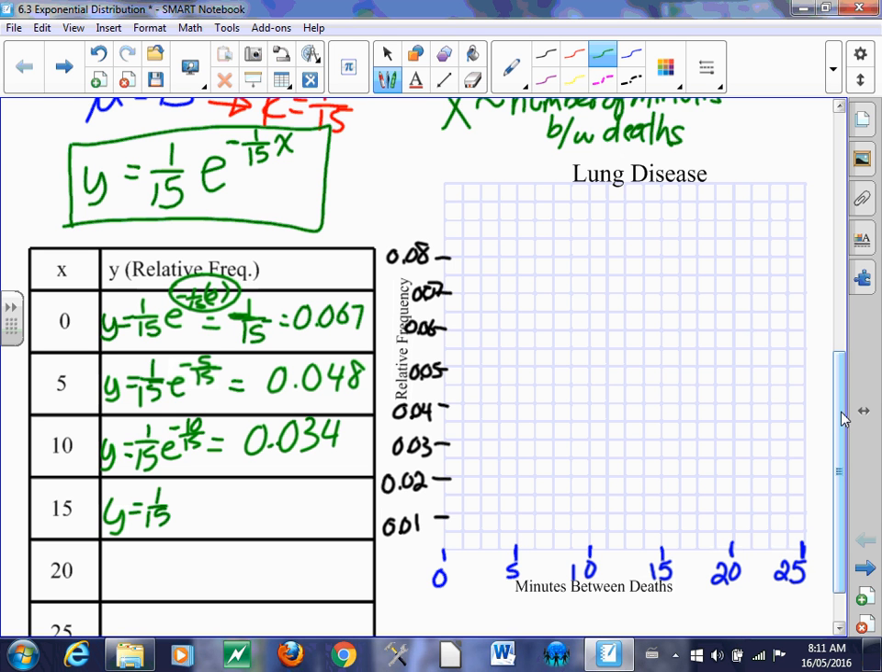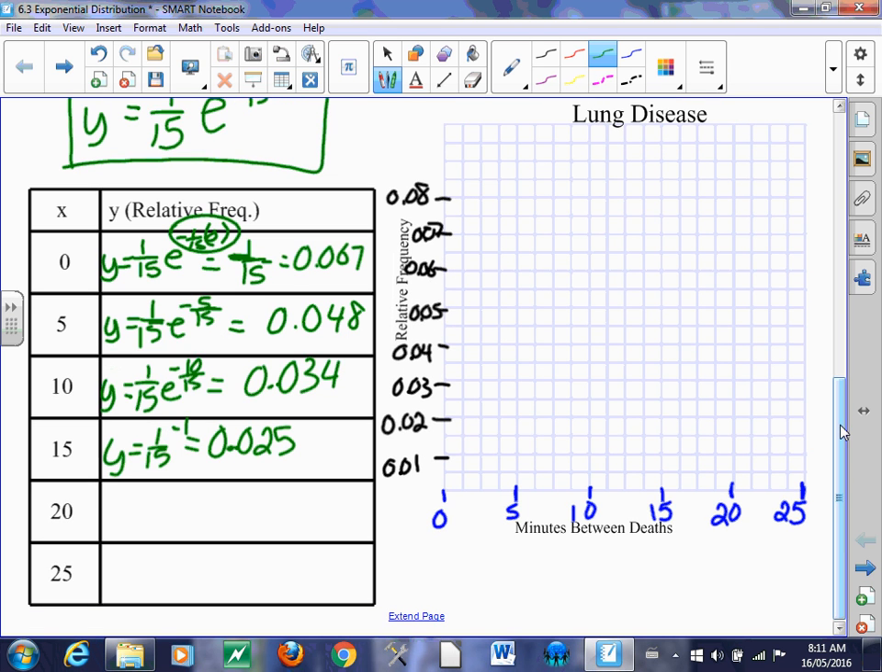All right, we've got a couple more to go here. So when we sub in 15, it's going to be negative 15 over 15, which is negative 1 as your exponent. Plugging that in. Two left here, guys. Okay, so we've got e to the power, I'm having trouble writing it down, so just go e to the power negative 20 over 15, which is 0.018. Last one.